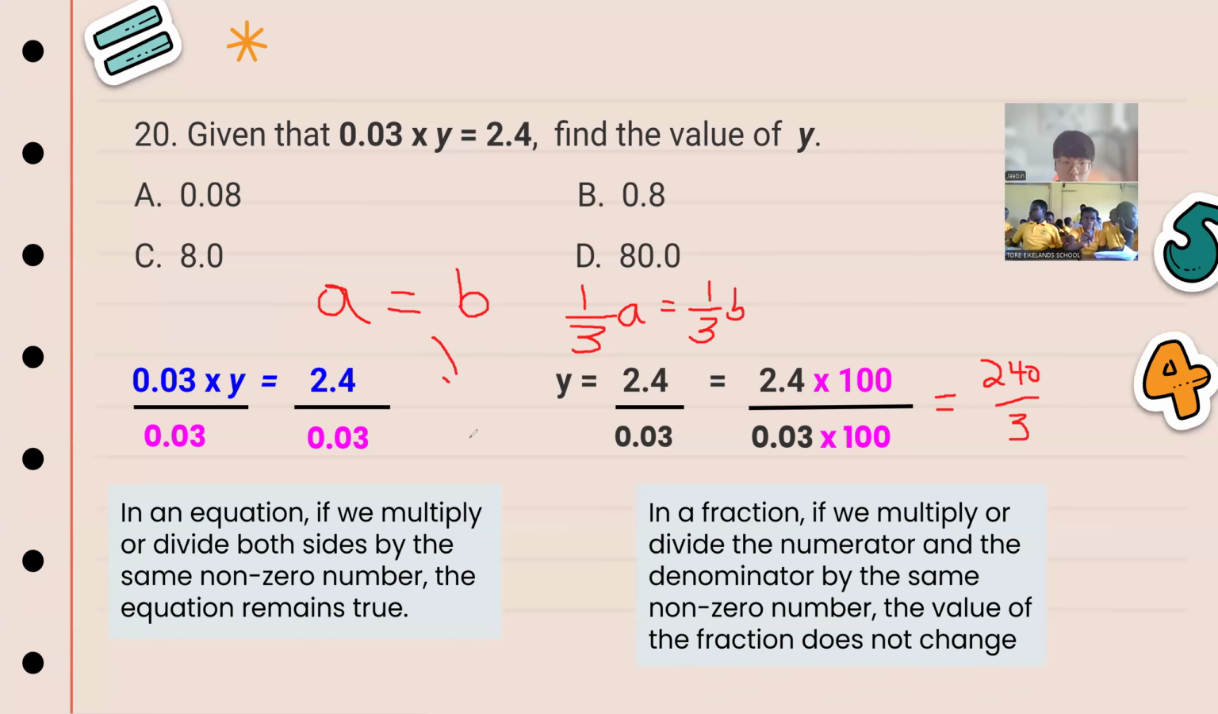What about addition? We can add 3. So A plus 3 equals B plus 3. We added 3 on both sides.